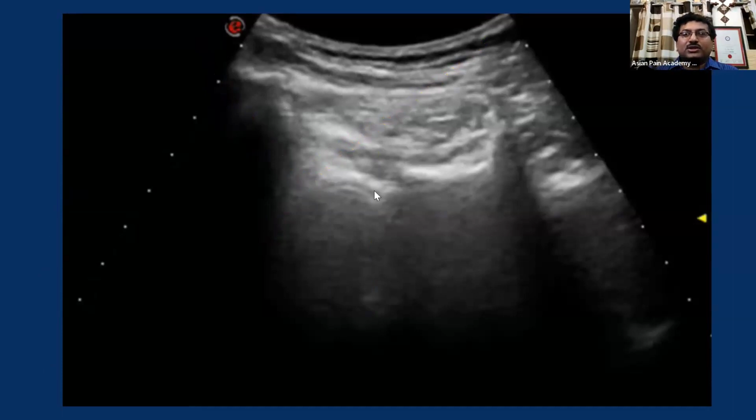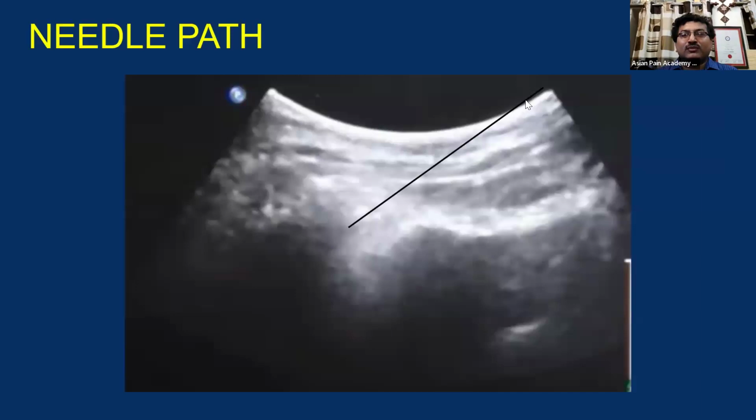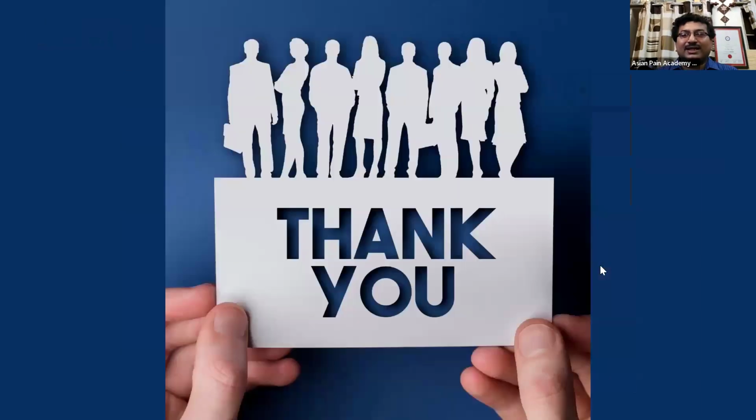Next, you can see already these are the marks. These are the sacral foramina, sacrum, portion of the sacrum lateral to the sacral foramina, sacroiliac joint, and this is the iliac bone. So ultimately, we have to target this sacroiliac joint area, and you have to put the needle like this, and then you can complete the procedure. So in the last, I will be just showing it in the volunteer with the ultrasound.